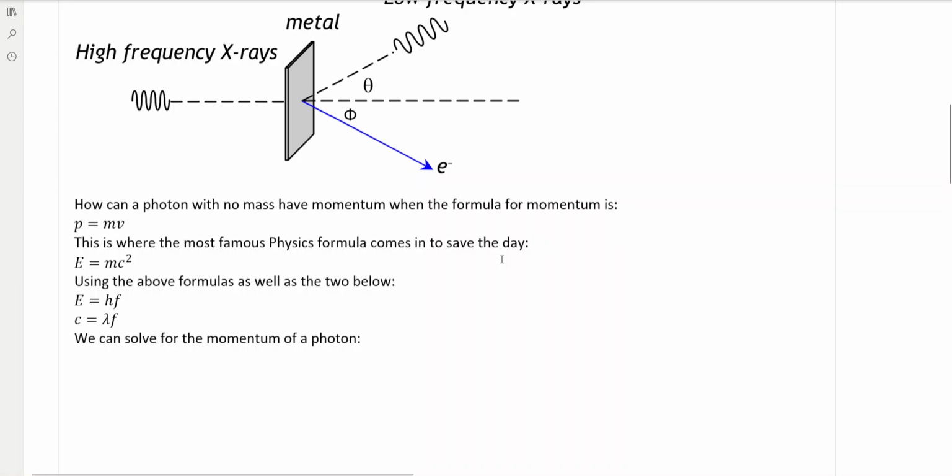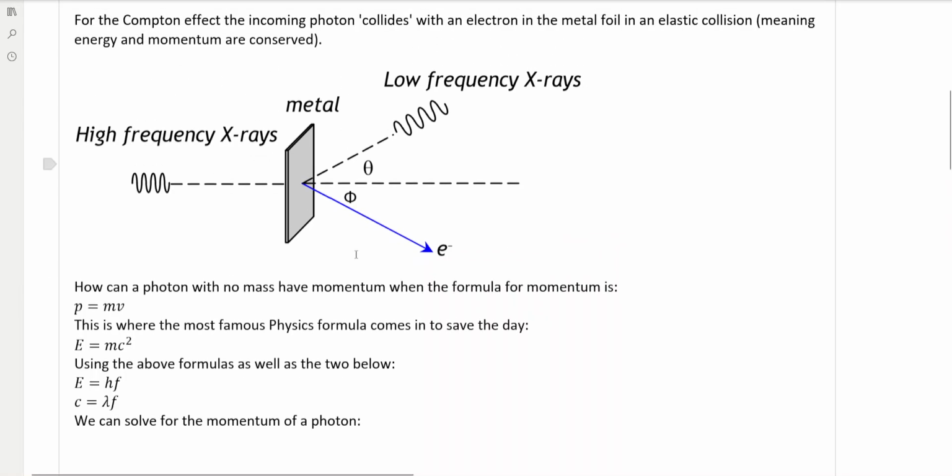And so what we have is this sort of diagram, and we're asking ourselves the question, how can a photon with no mass have momentum when we know the formula for momentum from last unit looks like this: p equals mv. Well, we can use E equals mc squared, the most famous of all physics formulas, to solve for the mass and remove mass from the equation. Because what this equation is saying is that energy is mass. Mass is energy, and we can go back and forth between the two.